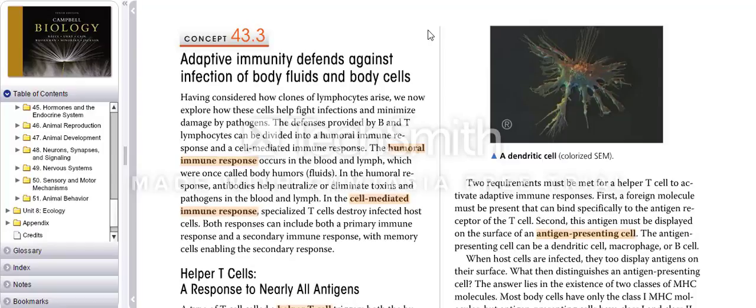Today we are going to go through section 3 of the chapter, which is on adaptive immunity, defense against infection of bodily fluids and bodily cells.